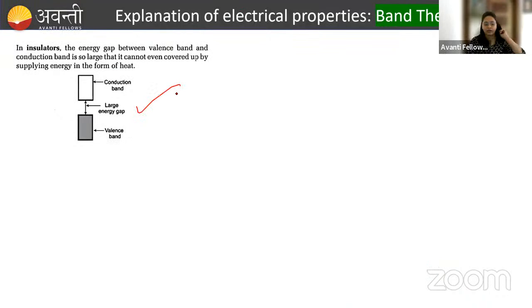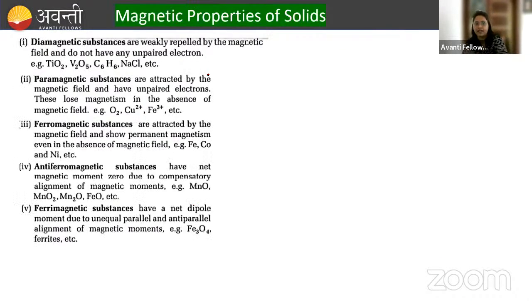In an insulator there is a large gap, that's why they cannot conduct electricity. Next, magnetic properties of given substances. A compound can be diamagnetic, paramagnetic, ferromagnetic, antiferromagnetic, and ferrimagnetic, depending upon their behavior with the respective magnetic field. Diamagnetic substances are weakly repelled by the magnetic field and do not have any unpaired electron, and these are the examples. Paramagnetic substances are attracted by the magnetic field, and they contain unpaired electrons. These are the examples.